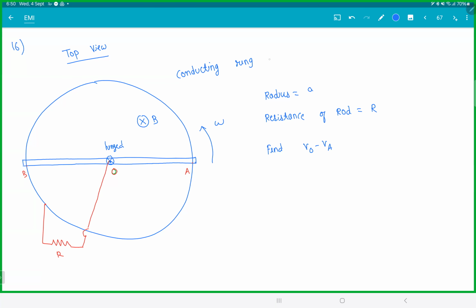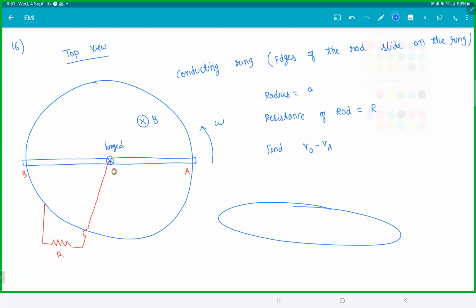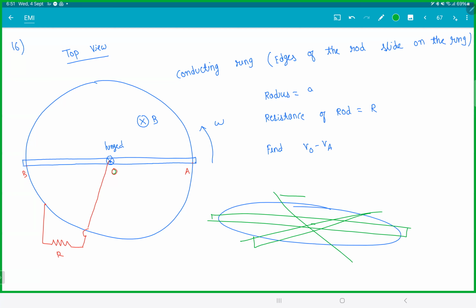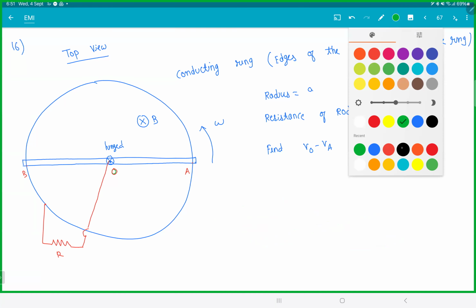So basically the edges of the rod slide on the ring. Is the diagram clear? If you see my screen, if this was the ring and this is the rod, the rod is gliding on this. The edges of the rod are gliding on this. And the side view would have looked something like this maybe. After some time the rod will be like this, after some time like this. So the rod is rotating on it. Diagram is clear? What you're seeing is the top view. Maybe I should change the color of the rod.